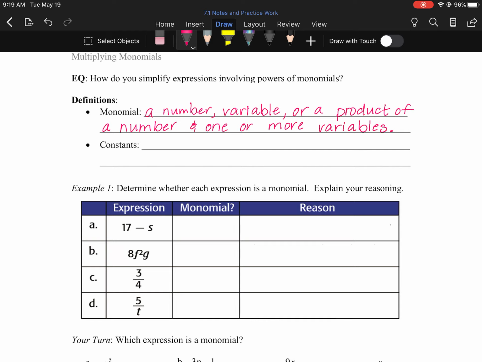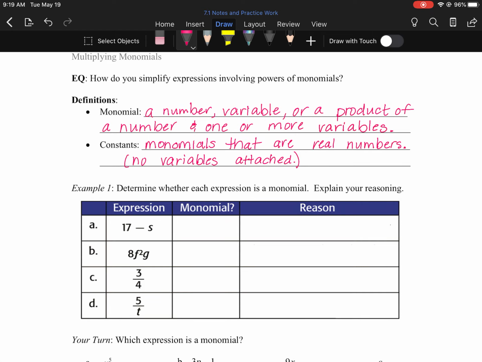Okay, we also have something that's called a constant. It's a specific type of monomial. So we're going to say monomials that are real numbers. All right, so they have no variables attached. So it is just a number all by itself.